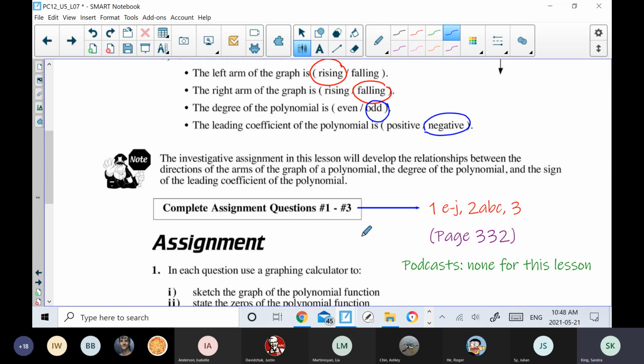What I want you to do, I don't want you to do all of them. Number 1 is going to be a lot of work, so I want you to do E to J, because you're basically punching all these polynomials into your calculator, looking at your table of values and doing little sketches. So E to J for number 1, then 3 different polynomials in number 2, A, B, and C. And then you will do number 3, which is answering the even, odd, and the arms rising or falling.